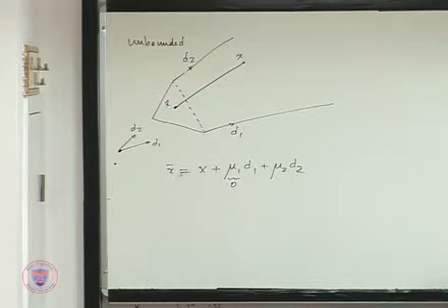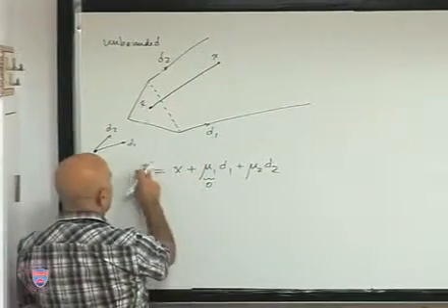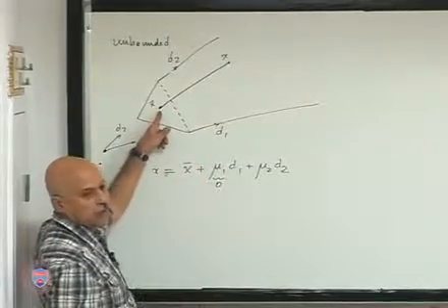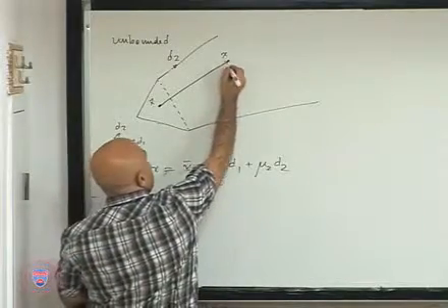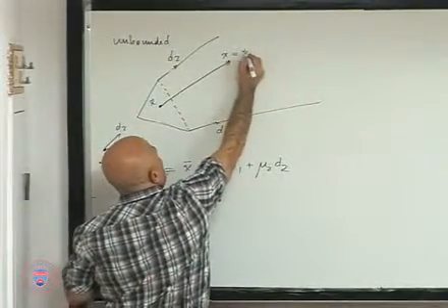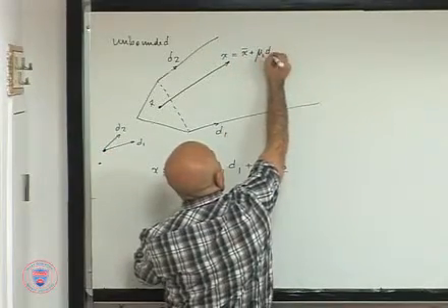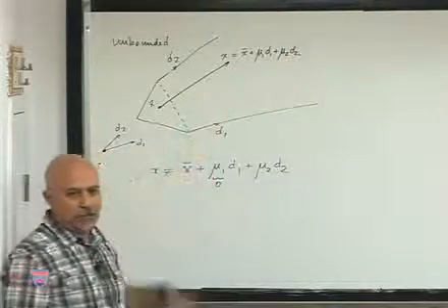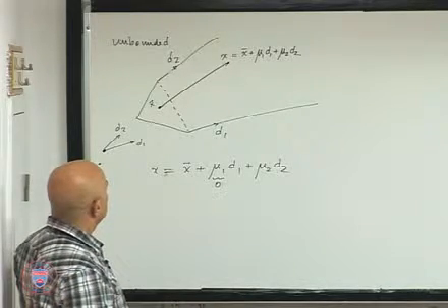Well, this should be reversed though, because I can't really go back here. What I should be doing is writing X as some X bar inside the convex hull plus the direction. Okay? So X is equal to X bar plus mu1 D1 plus mu2 D2. That's what I should do. I can't go back with a positive number. All right.